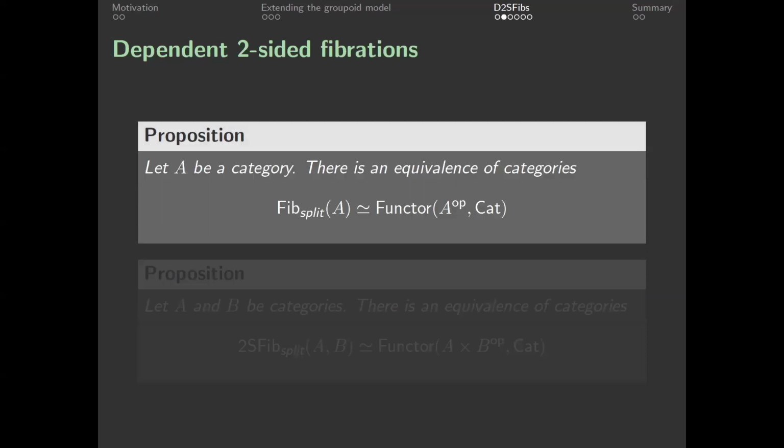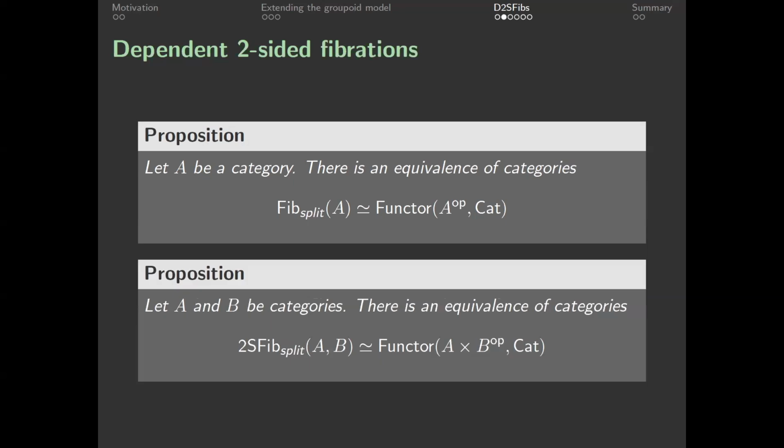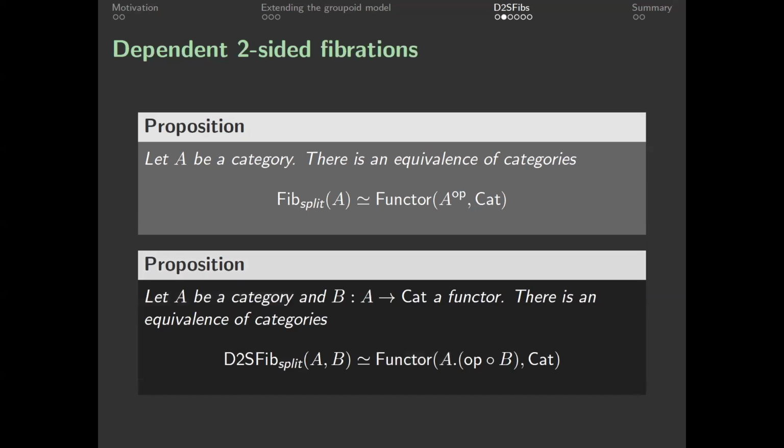So why is this useful? Grothendieck showed that there's an equivalence of categories between fibrations over A and functors from A up to Cat. The analog for the two-sided fibrations is that the category of two-sided fibrations from A to B is equivalent to functors from A times B up to Cat. The dependent two-sided fibration version is very similar to the previous one, except that now this is equivalent to functors from A dot B and then the opposite involution to Cat. So in particular, we are getting some unstraightening operation that lets us make each functor into some displayed category, which is precisely what we need.